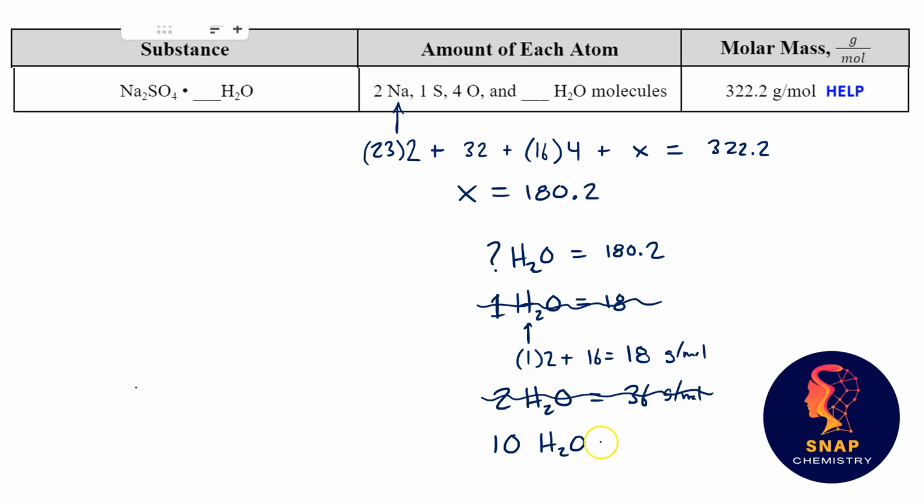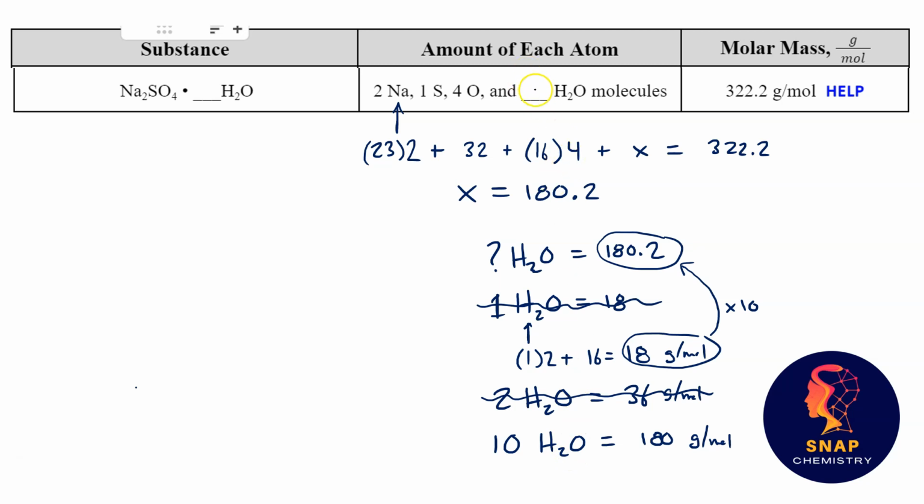Finally, at 10 water molecules, 10 times that 18 is going to be the 180 grams per mole we were trying to account for. You might have noticed it was going to be 10 right from the beginning, since these numbers are pretty easy to see. 18 times 10 gives you the 180 we were trying to achieve, or you could just keep trying different amounts until you ended up with 180.